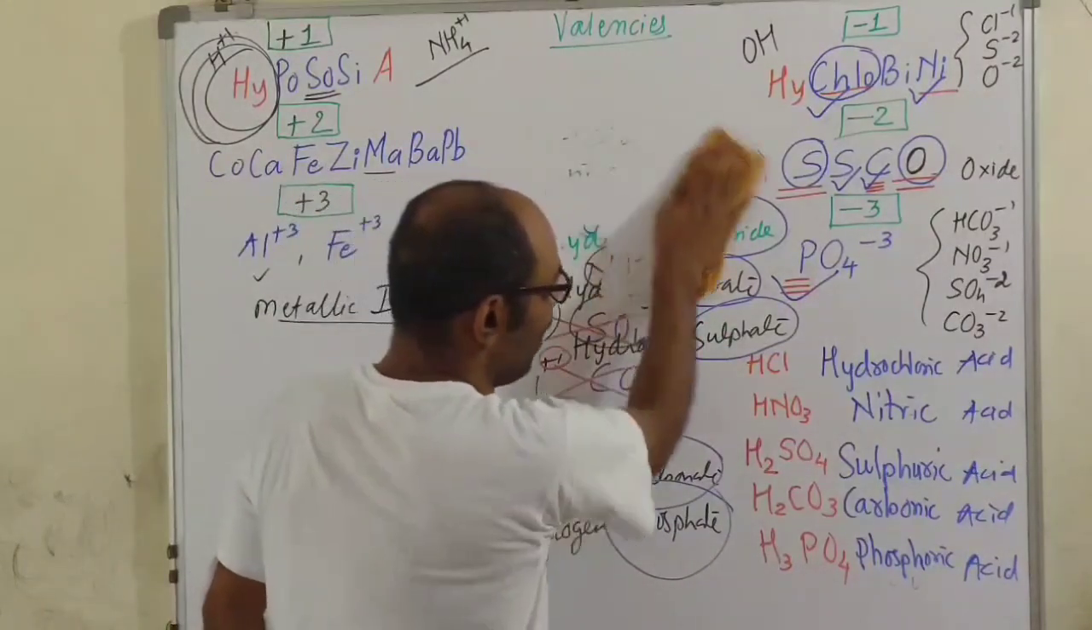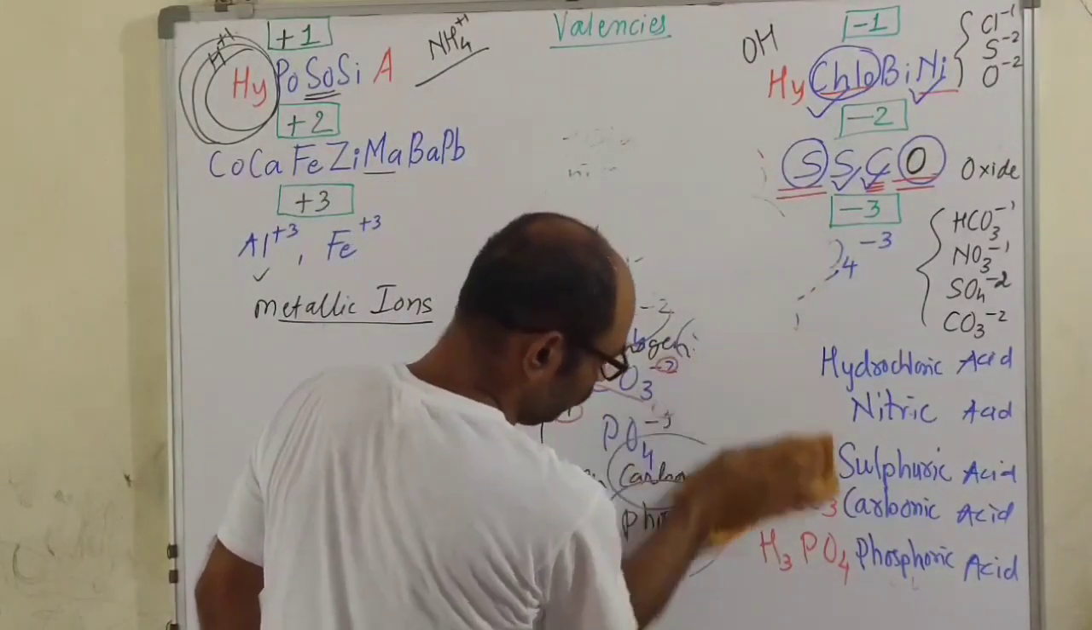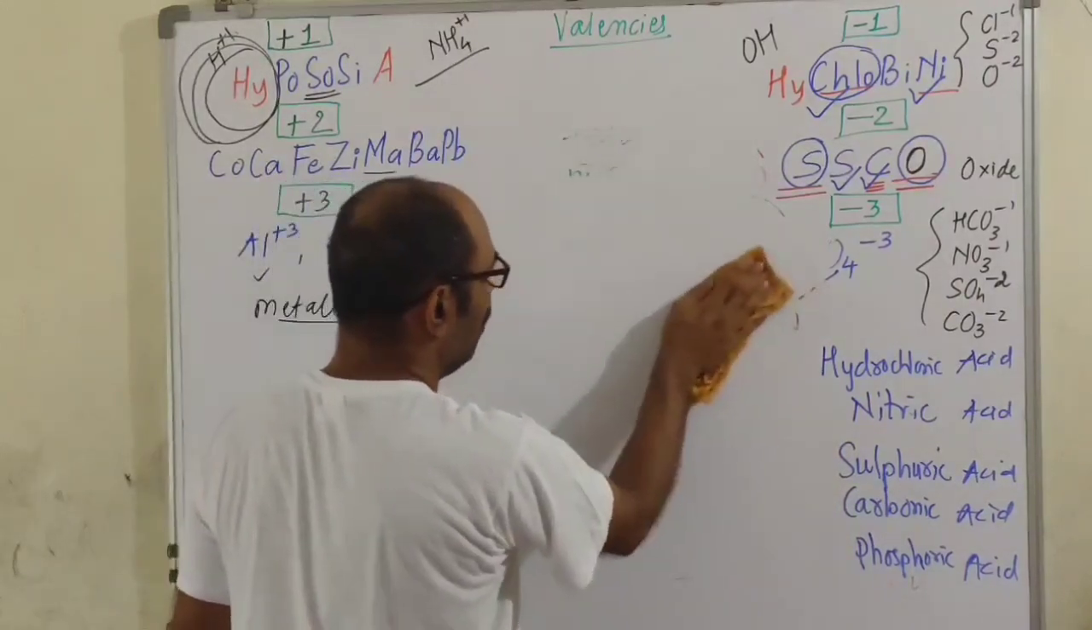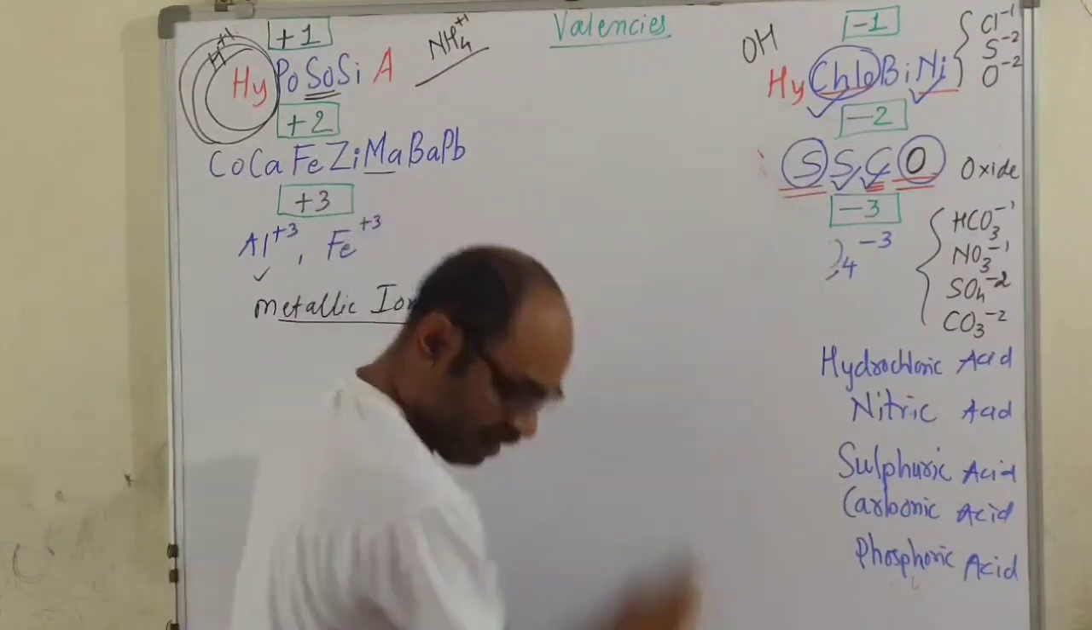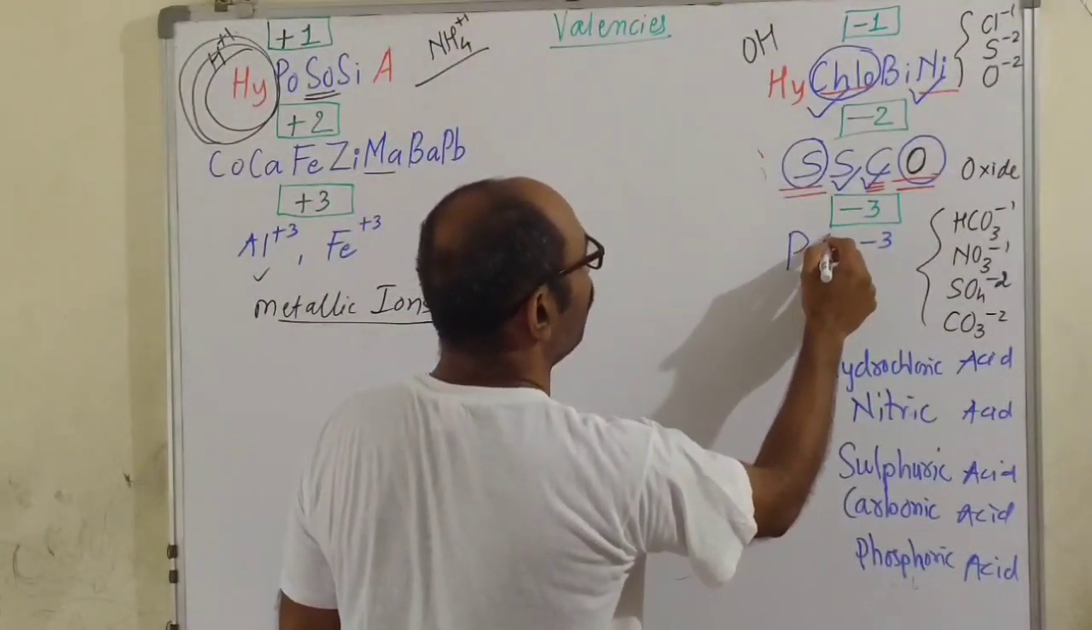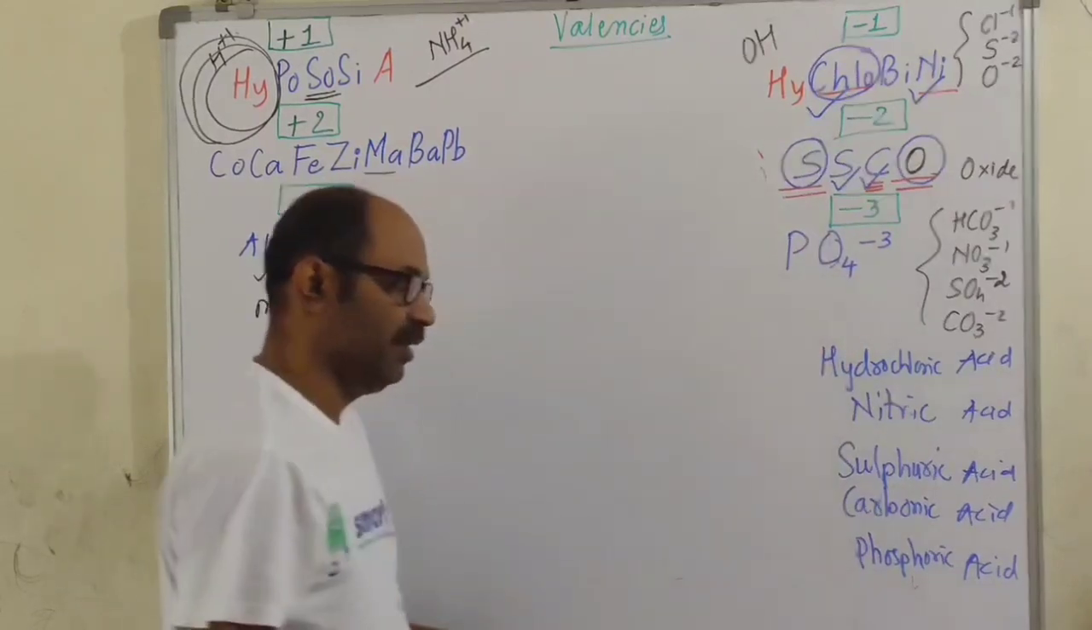Let me just leave its industrial name. I'm just leaving its industrial name. This is PO4 minus 3, phosphate ion.